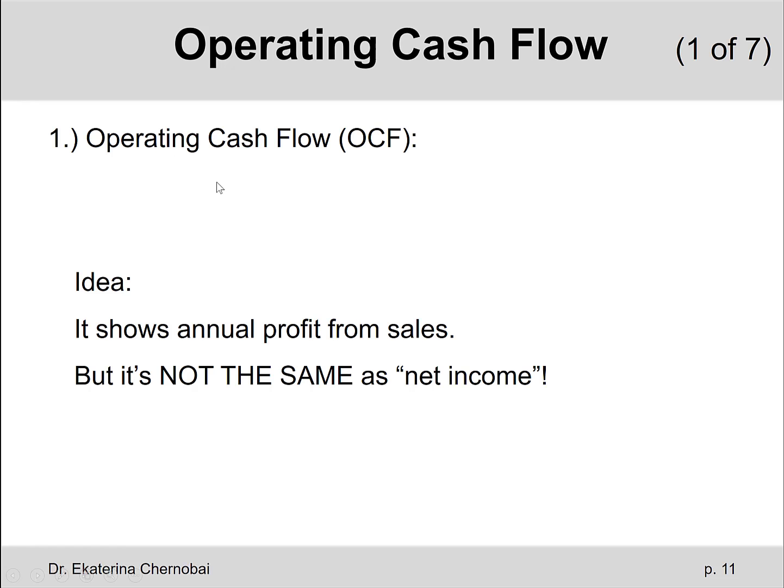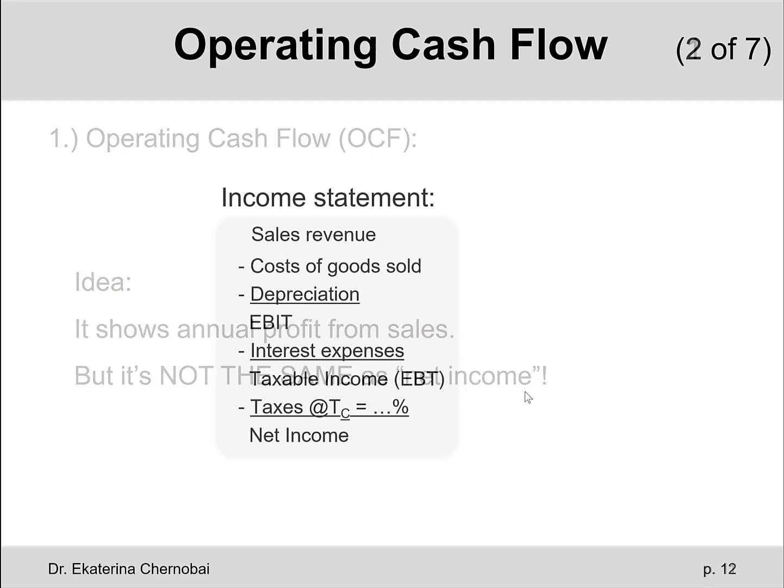Let's start with the operating cash flow. The idea is it's nothing but annual profit from sales. So there is operating cash flow for year 1, for year 2, for year 3, and so on, with the last operating cash flow that needs to be calculated being for the final year of the investment project. However, operating cash flow is not the same thing as net income. So what exactly is it?